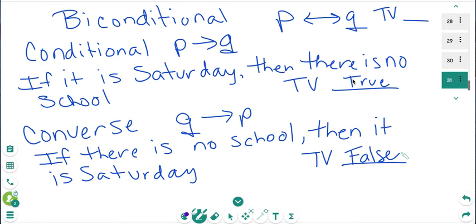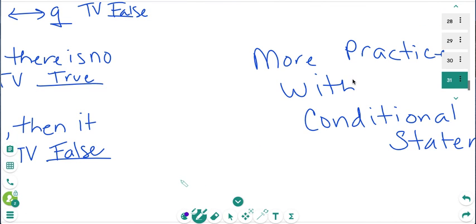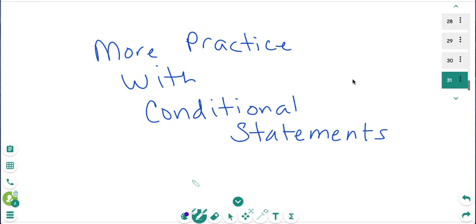So if both the conditional and the converse are true, then the biconditional is true. If not, then the biconditional statement is false. And now we've gotten to practice a little more with conditional statements.